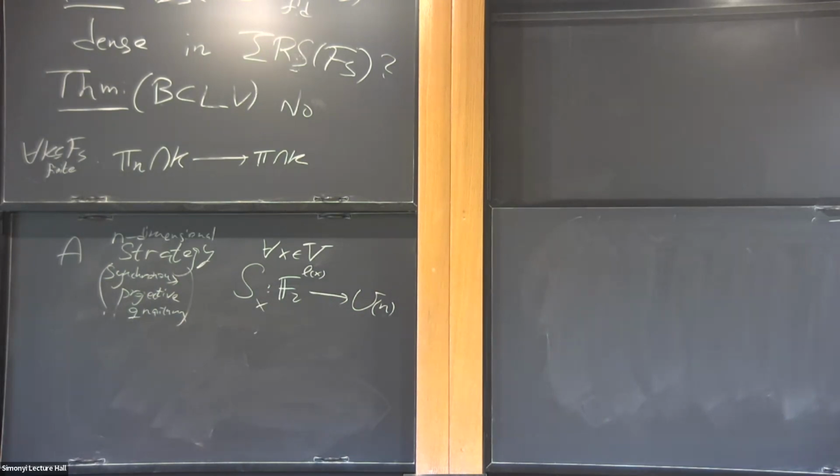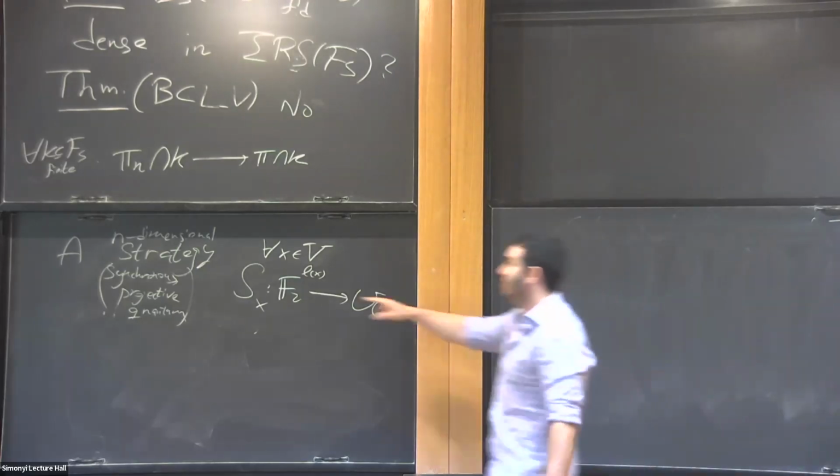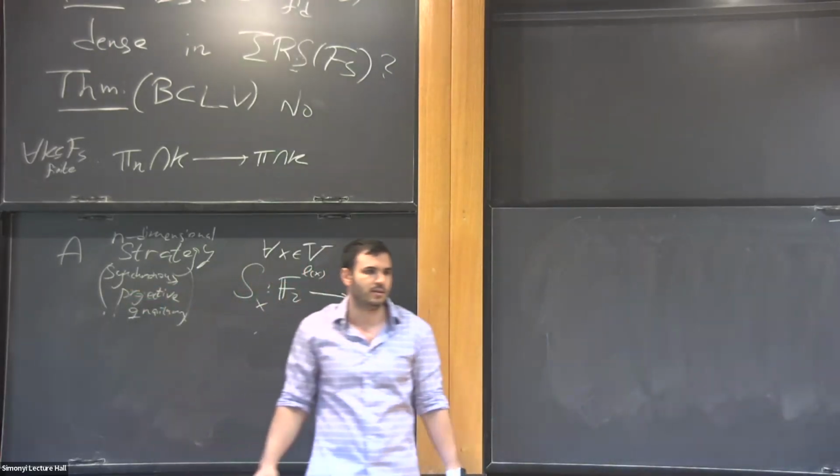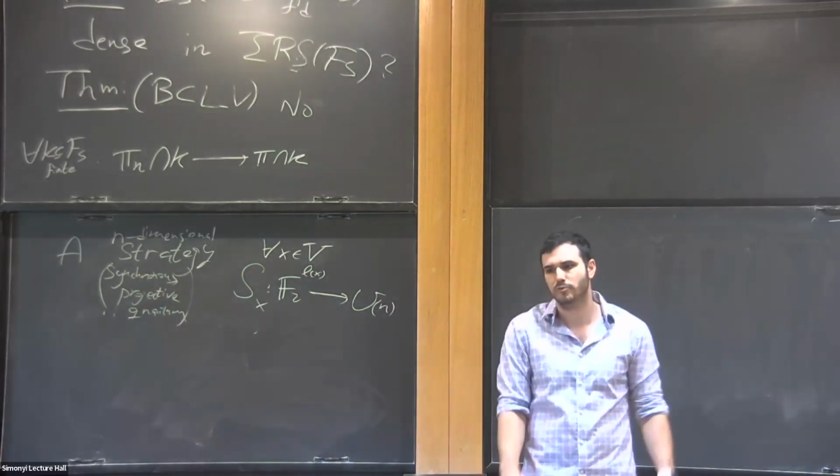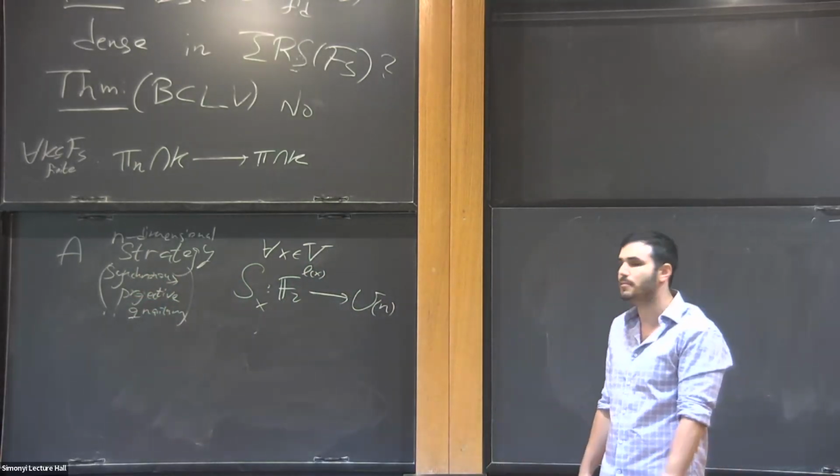Okay. The strategy is the same for both provers. That's the word synchronous here. Yeah, exactly. That's a good remark. I force the two provers to use the same strategy, essentially. The same measurements on the same vertex.